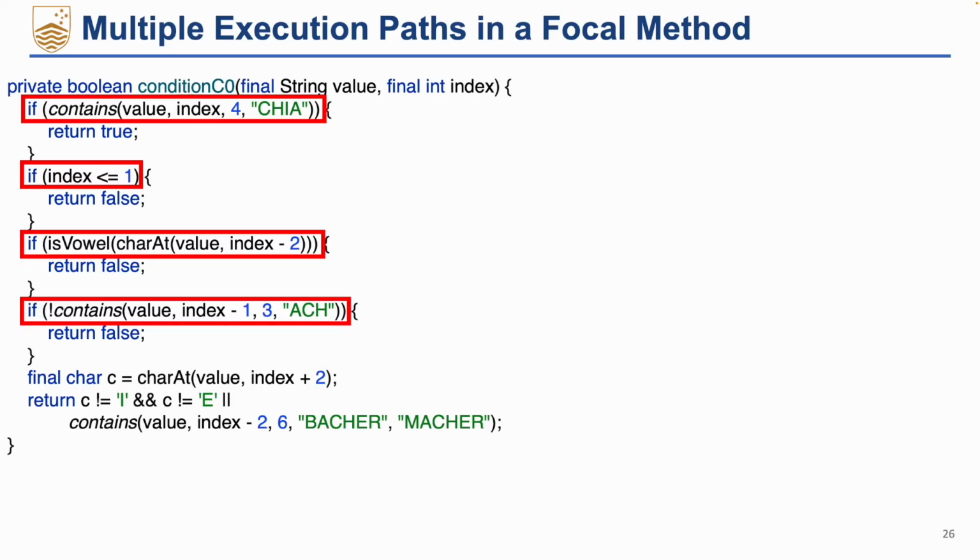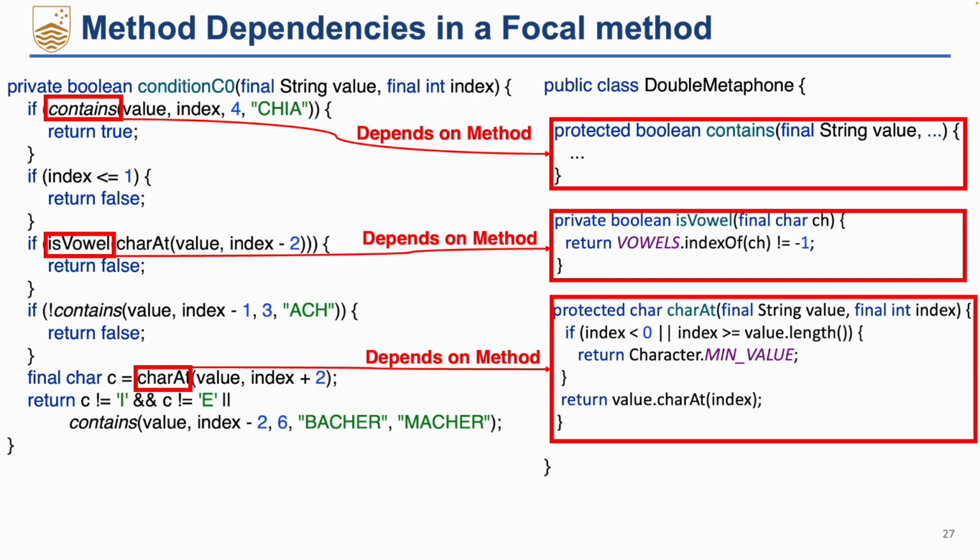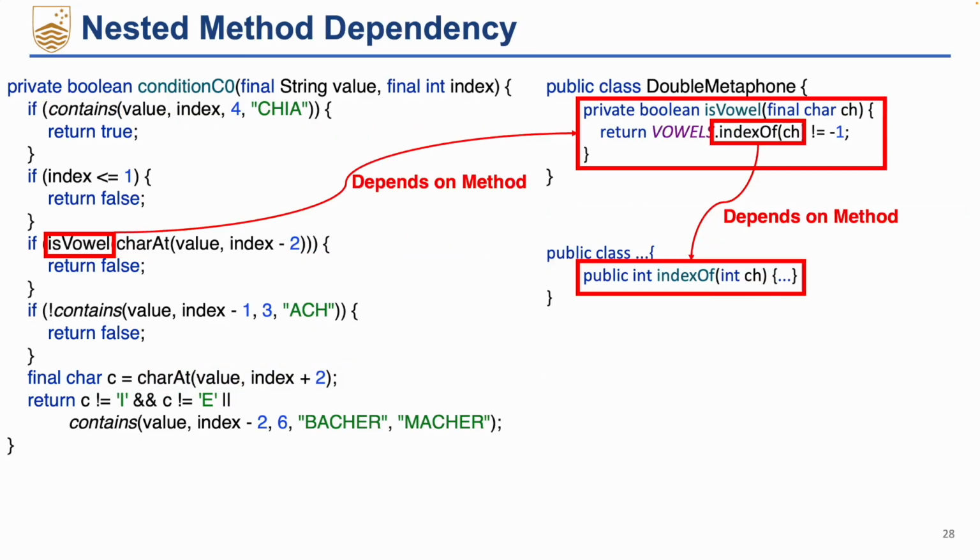Otherwise, it proceeds to the next condition. Overall, there are 4 different branches. In addition, the execution of the focal method depends on external methods. For example, it relies on the return values of contains, isVowel, and charAt. Moreover, these dependencies can be nested. For example, the focal method depends on the isVowel method, and isVowel further depends on the method indexOf.